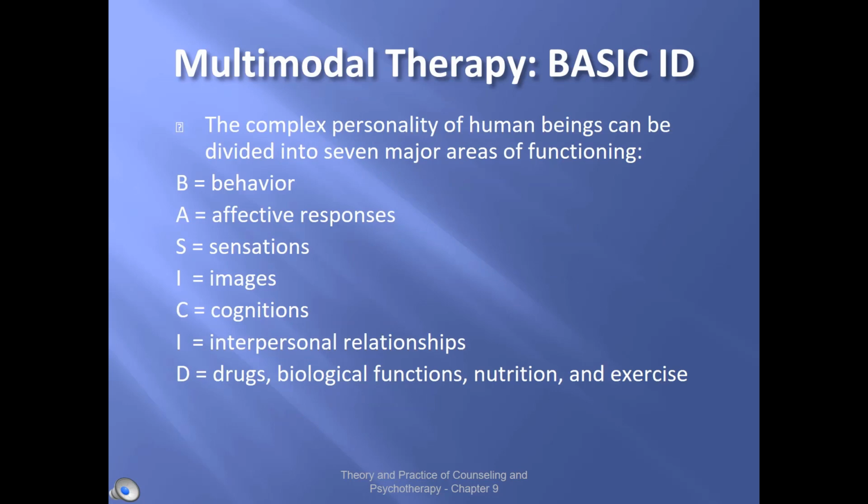Multimodal therapy, basic ID. The complex personality of human beings can be divided into 7 major areas of functioning. B is behavior, A is affective responses, S is sensations, I is images, C is cognitions, I is interpersonal relationships, D is drugs, biology functions, nutrition, and exercise.